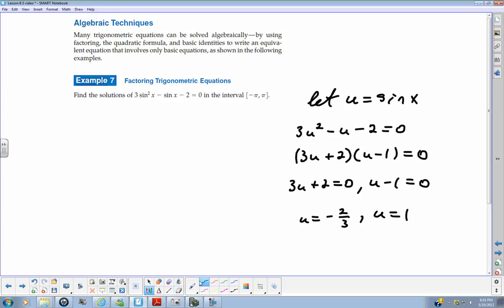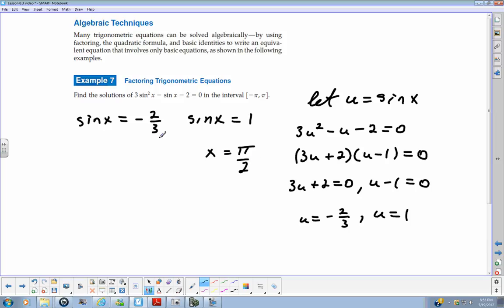So what that means then is that the sine of x equals negative 2/3, because we had let u equal sine of x, and the sine of x equals positive 1. So they want us to solve this between negative pi and pi. Let's look at the easiest one first, sine of x equals 1. We know that sine of x equals 1 when x equals pi over 2. Okay, so there's one of our answers.